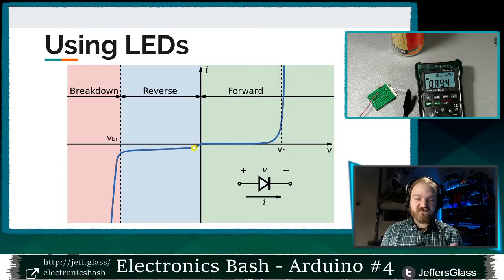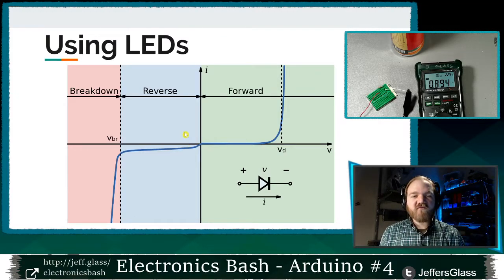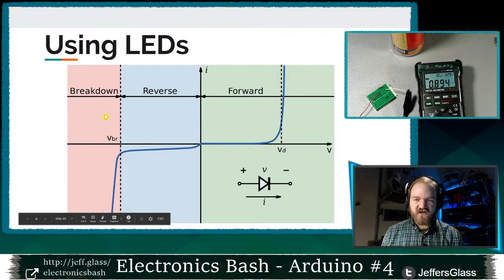The other half of this graph, before I move on, shows a property we were talking about earlier, right? That LEDs only conduct current in one direction and won't let current flow in the other direction. Probably they let a little bit of current flow in the opposite direction, the reverse breakdown voltage. And then when they get to a certain point, if you put enough voltage across them backwards, they break down and they will let current flow.